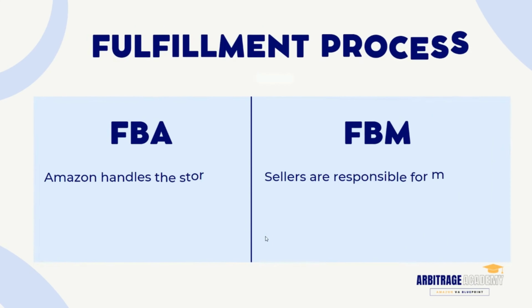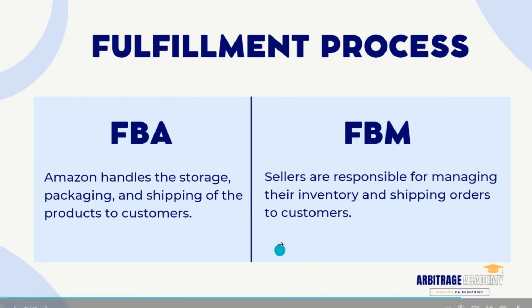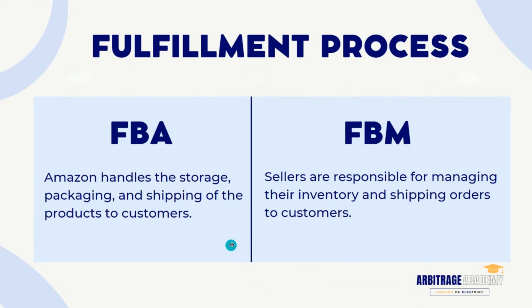Okay, so let us now talk about the difference between FBA and FBM. Let's start here sa fulfillment process. So with FBA, Amazon handles the storage, packaging, and shipping of the products to customers. So ibig sabihin, when it comes to fulfillment process with FBA, si Amazon ang nag-handle para sa storage ng mga products ng mga FBA seller. Si Amazon din ang nagpapack ng mga orders and even sa pag-ship ng orders kay customers. So, with FBM naman, sellers are responsible for managing their inventory and shipping orders to customers. Meaning to say, sa FBM naman, si seller mismo ang responsible at nagmamanage ng kanilang inventory, sa pagtupad ng kanilang mga orders and also sa pag-ship ng kanilang orders sa mga customers. Basically, that's the difference of FBA and FBM when it comes sa fulfillment process.